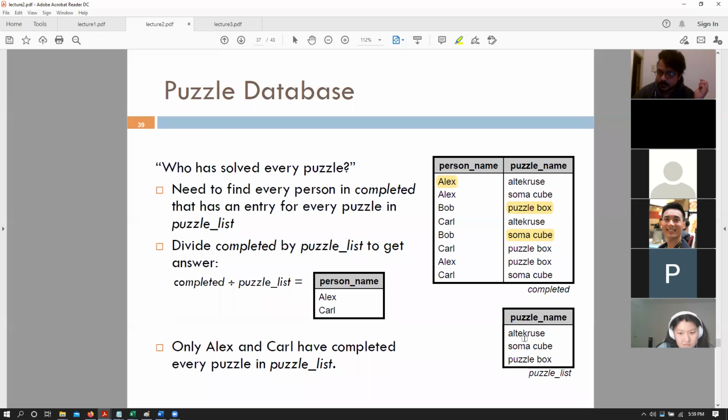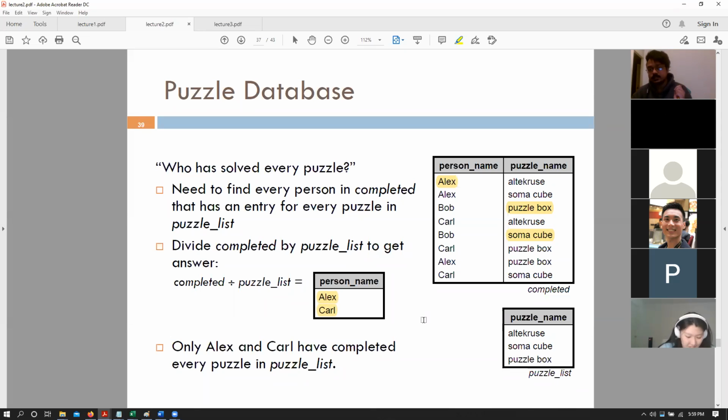So Bob gets out of this list. And we end up with two people, that is Alex and Carl, right? So that is a divide operation that basically says completed divided by puzzle list is the list of all names for which all people have completed all puzzles, or essentially have an entry in puzzle list as well for each of the puzzle names. Any questions?